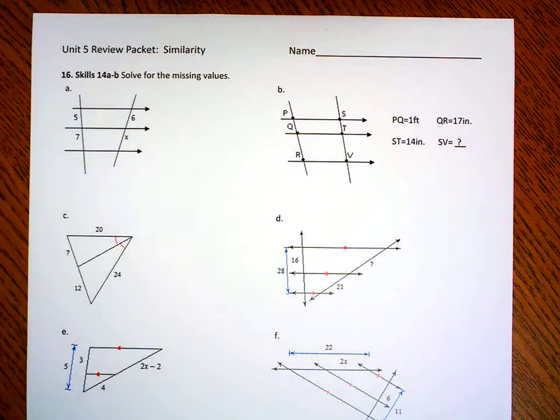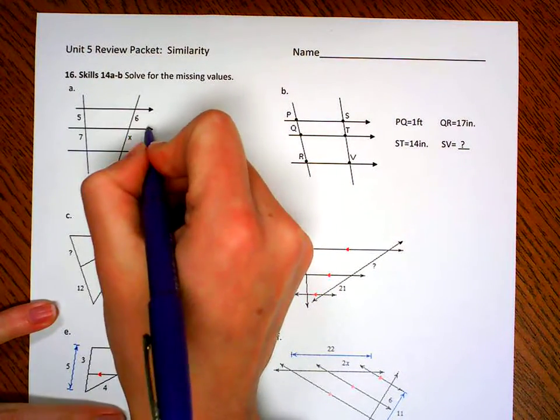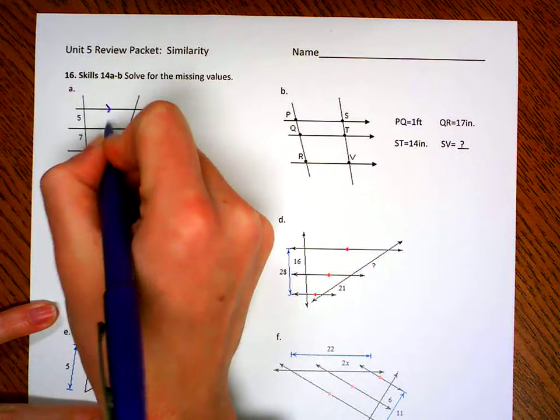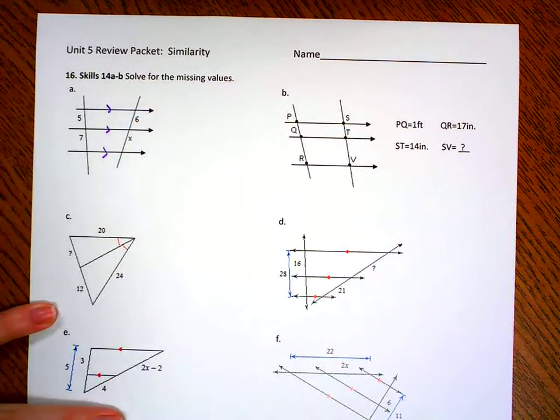Okay guys, here's page 4 of the Unit 5 review packet. Let's see if we can get through these pretty quickly. Now I know this isn't marked great. These arrows were meant to indicate that these were parallel, so I'm just going to remark those really quick. We'll make sure on the test it's really clear.